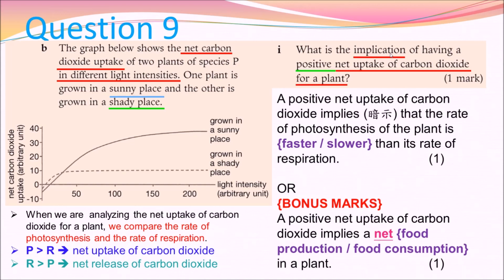A net food production or food consumption in the plant. So if you answer the first question, of course 1 mark already. But if you can also answer the second statement, you will earn 1 more bonus mark. Okay? So that's for the question 9B1.